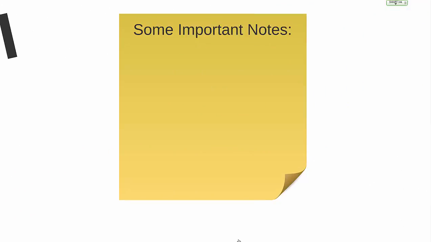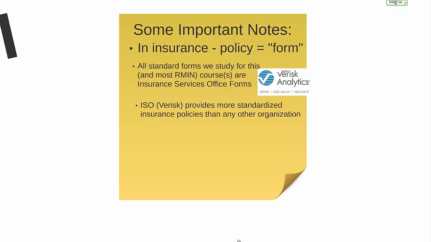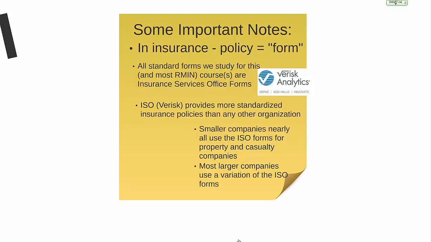Let me mention before I go on some important notes. In the insurance industry, the term policy is equal to the term form. All standard forms we study for this and most other risk management courses, both at this university and others, are Insurance Services Office forms. The Insurance Services Office, or ISO, which by the way is now owned by Verisk Analytics and may eventually just be called Verisk, provides more standardized insurance policies than any other organization. Smaller companies, nearly all, use the ISO forms for property and casualty. Most larger companies use a variation of the ISO forms.